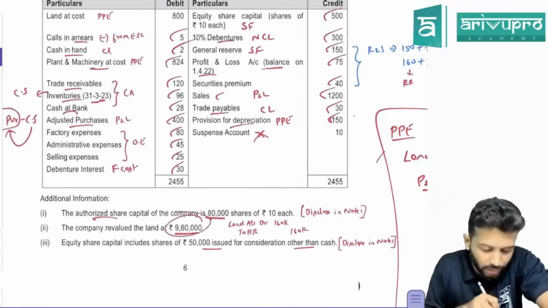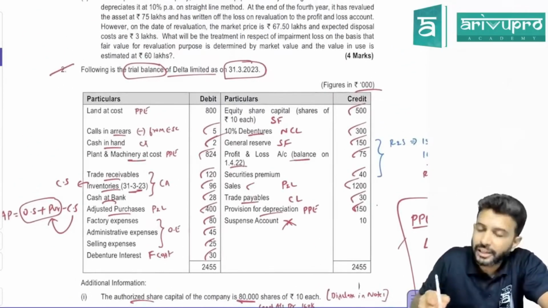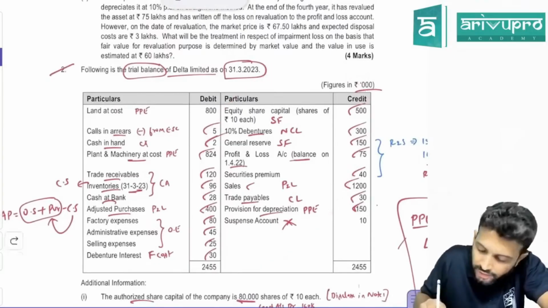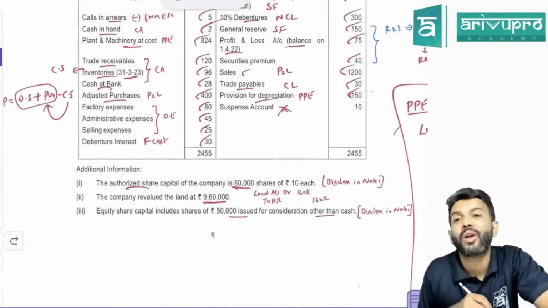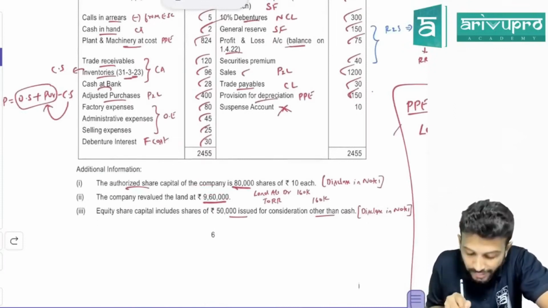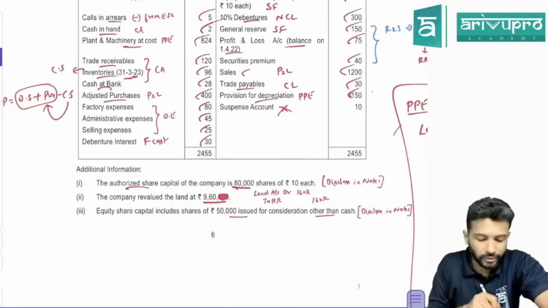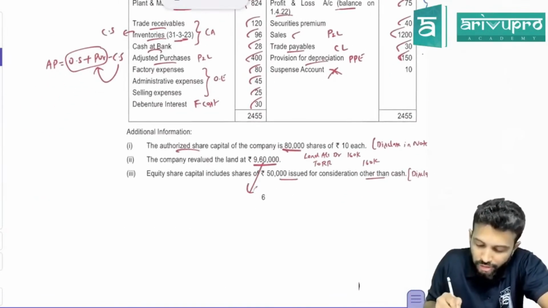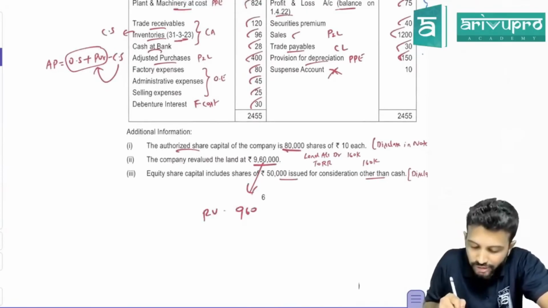The company revalued the land at 9,60,000. Go back. Sir, this is where you need to be a little careful. All the table's values are in thousands, but this value they have given in full. So don't directly compare. This value also you need to represent in thousands. So 9,60,000, if you have to represent in thousands, what will it become, sir? 960. Correct? So the revalued amount is 960.